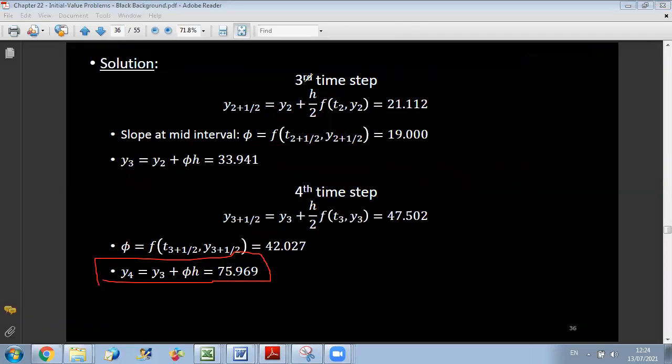Again, in the third time step, first you get y 2.5, then you evaluate the slope at t 2.5, y 2.5, so you can find the value of y3. Once y3 is calculated, you move to the fourth step to find y 3.5, and then once you have y 3.5, you evaluate the slope at it, and then you can get y4.